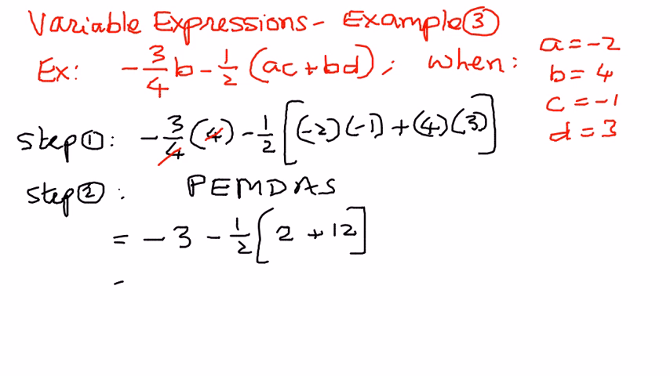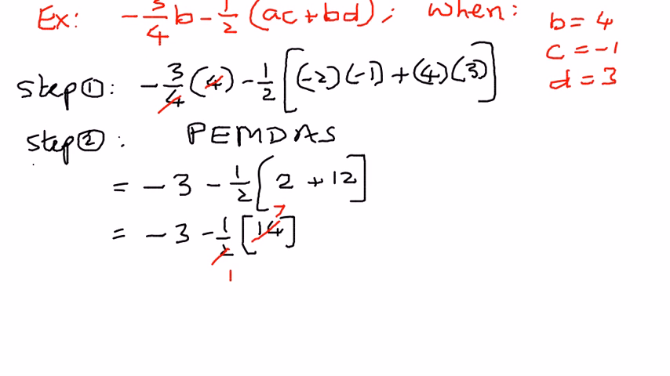So therefore now we'll simplify it some more. Negative 3 minus 1/2, 2 plus 12 is 14, and therefore we can simplify this some more. 2 times 1 is 2, 2 times 7 is 14, and therefore we can come back in here and simplify this as follows. Negative 3 minus 7. So when we simplify this some more, the value is going to be equal to negative 10, and that is where we want to leave it.